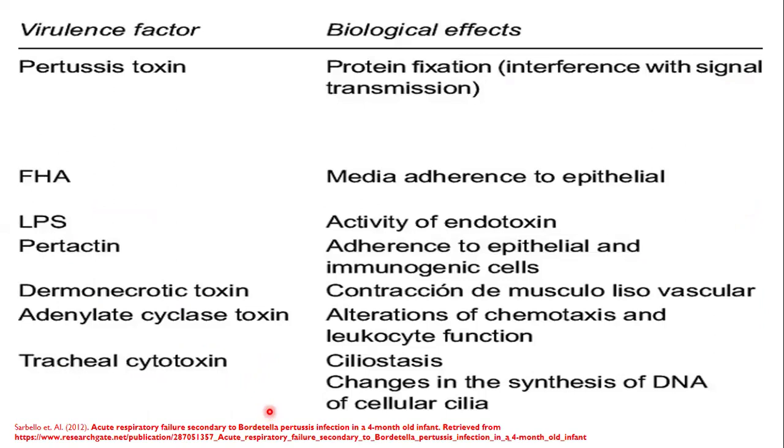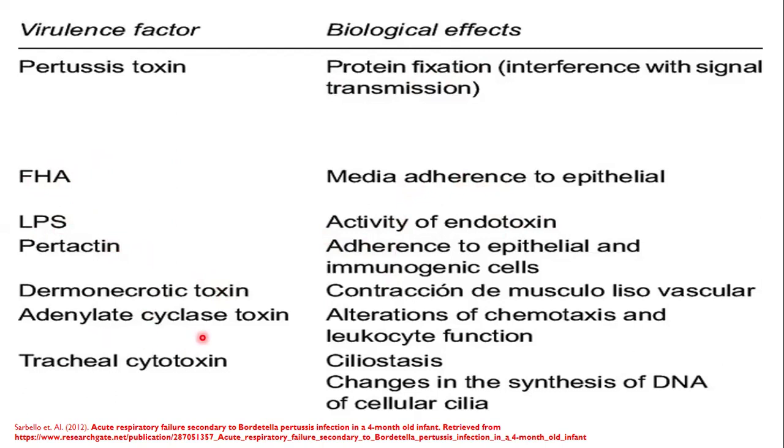There are several virulence factors found as part of its structure which favor disease causation in man. The pertussis toxin is capable of fixation. Then we have hemagglutinin, which is responsible for adherence to epithelial cells. Lipopolysaccharide is an endotoxin. Pertactin is also for adherence. The dermonecrotic toxin causes necrosis in vascular structures.